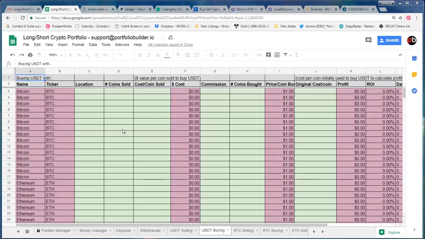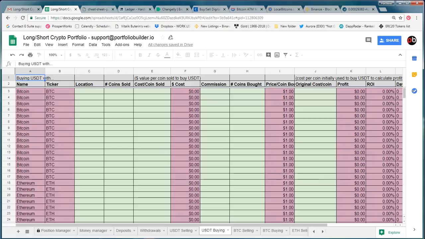Otherwise, you're better off selling your altcoins for Bitcoin or Ethereum, because we really want to mostly be using these tabs to the right, which is the Bitcoin selling, Bitcoin buying, Ethereum selling, and Ethereum buying. This tab should primarily be for trying to sidestep crashes in the market or to take profits. So if we're buying Tether, that's usually going to be leading to a withdrawal or trying to just sidestep a crash.